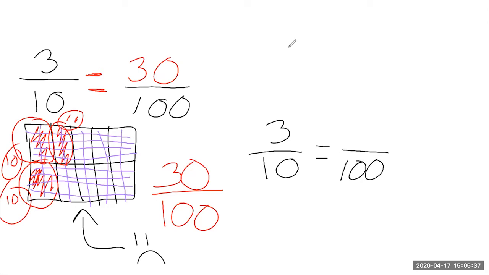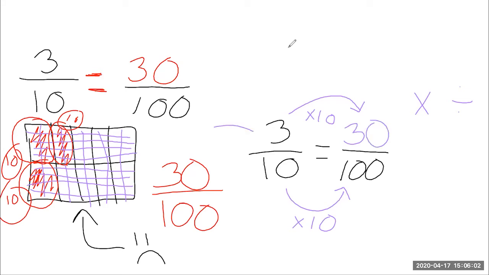So if I was going to make 10 become 100, now remember with fractions, we can only use multiplication or division. If I was going to make 10 become 100, I would times it by 10. But if I do it to the bottom, I also do it to the top. And so my new numerator, 3 times 10, is 30 hundredths. And like the model showed, 3 tenths and 30 hundredths are the exact same thing.